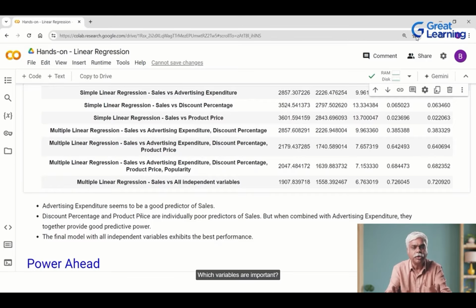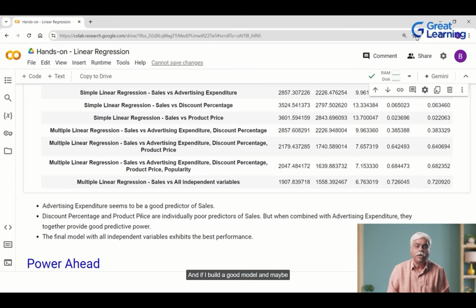Which variables are important? And you come away with a sense that I need to advertise better. Promotions should be about advertising, perhaps less so about discounts. I need to make my product popular over and above whether it advertises well or not.